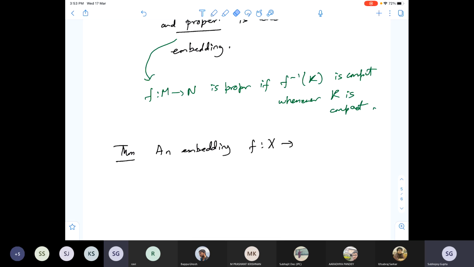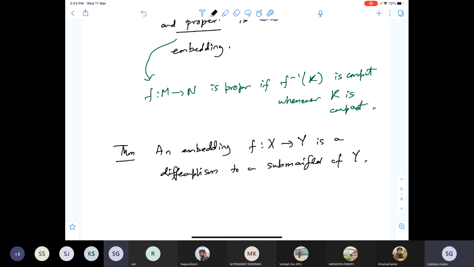Okay, so here these are smooth manifolds. X and Y, and f is a diffeomorphism to a submanifold of Y. So in other words, its image is a submanifold. Okay, so when you have an embedding, its image is a submanifold.